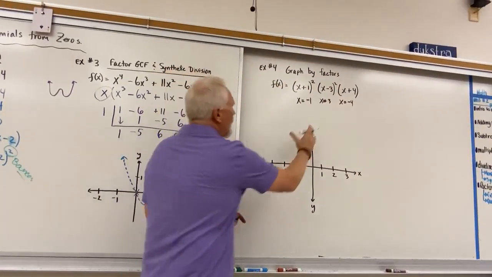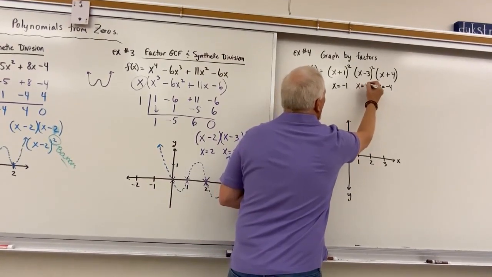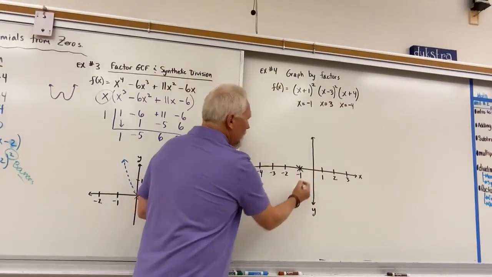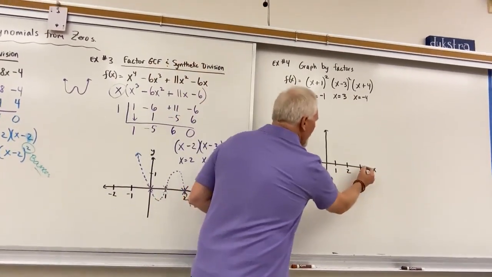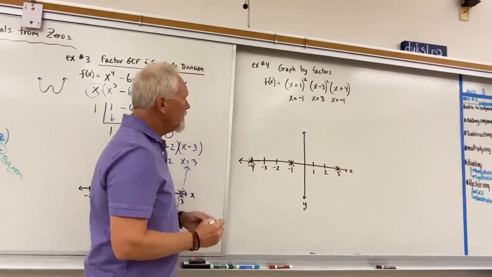So we've got one. Let's fix this. That looks a little crazy. X equals 3. So we got x at negative 1. Okay, put a little star there. X at positive 3, all the way over there, and then at negative 4.